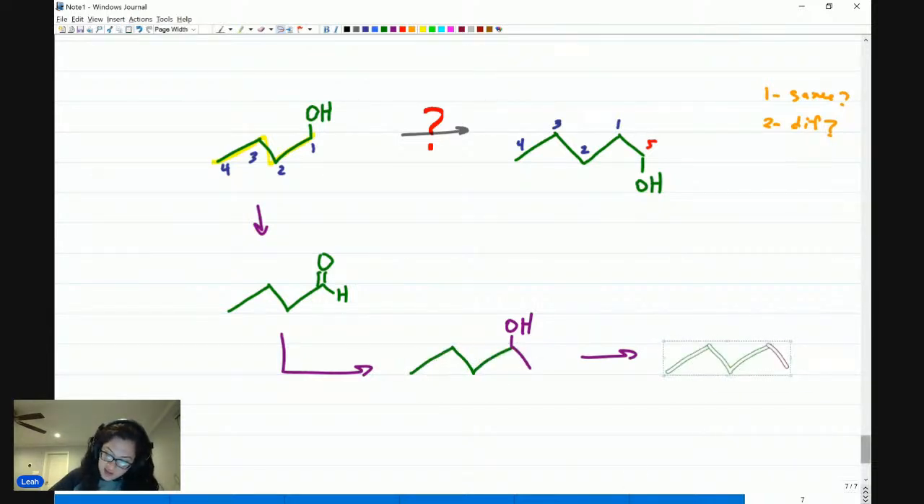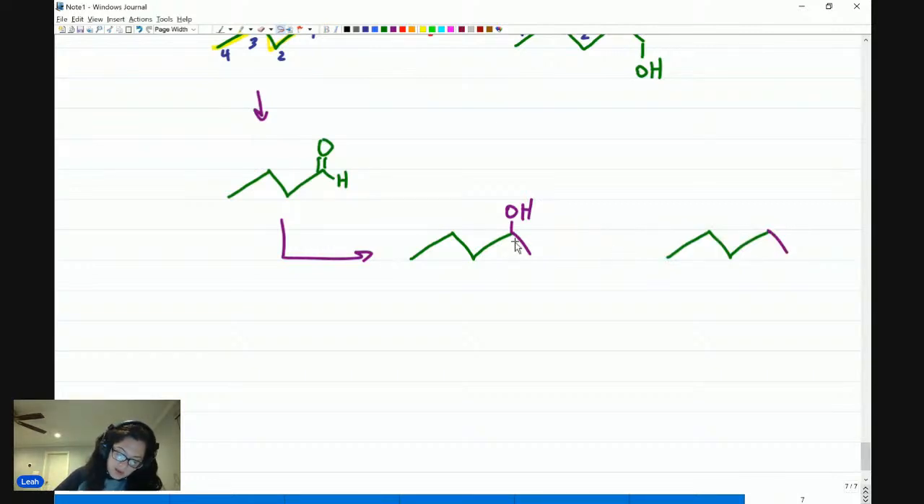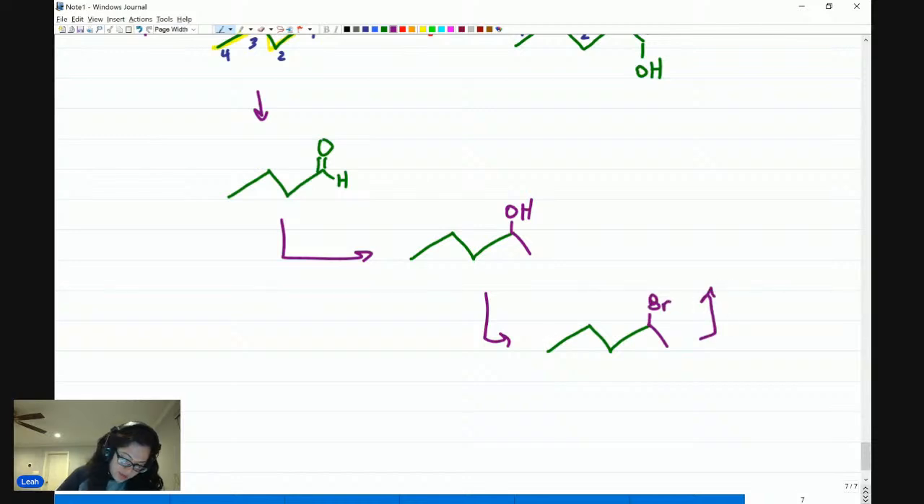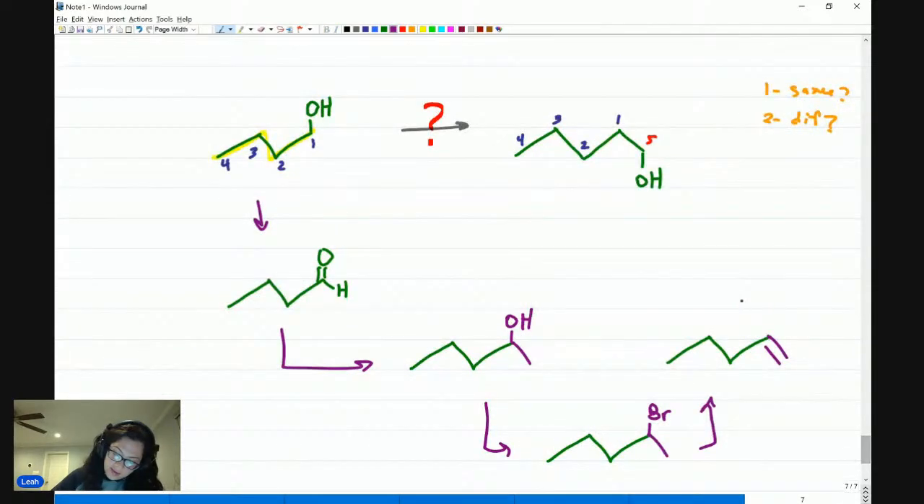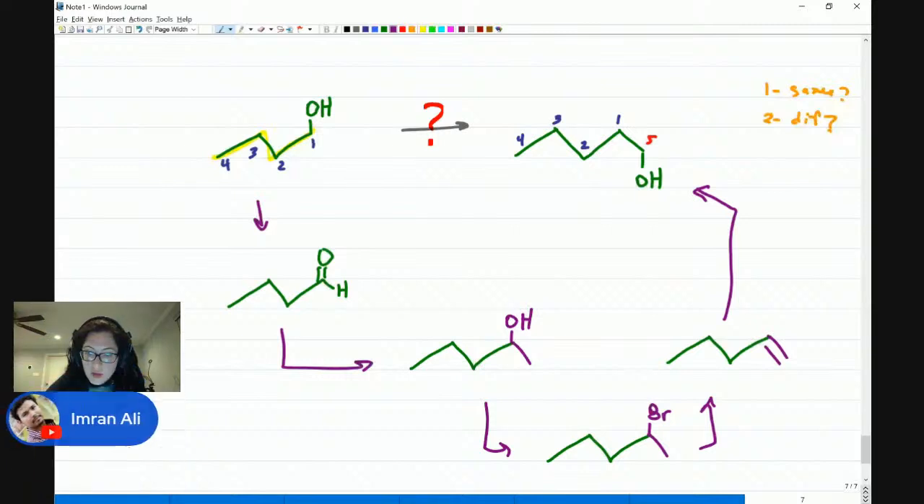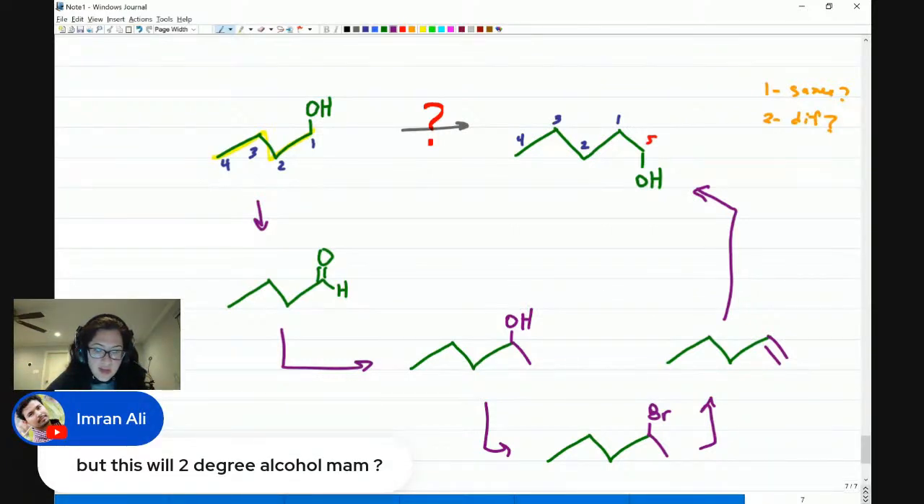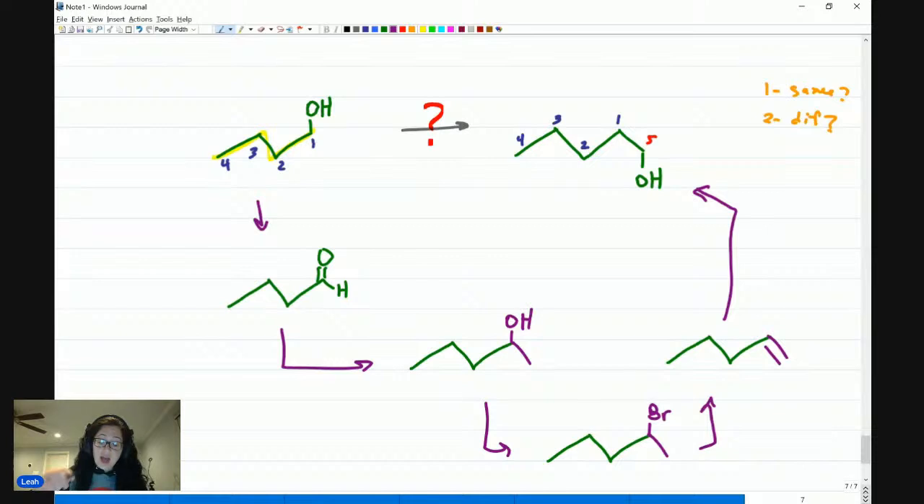This is going to be a little bit trickier. We're going to need an extra step here because we can't make a pi bond on the terminal end with an alcohol. It has to be a halogen. So I'll take a quick detour, turn it into a halogen. Then I can move the reactivity by turning it into a pi bond. And once it's a pi bond, I can turn that into an alcohol. But this will be a secondary alcohol. So yes, this is a couple of extra steps, but it completely works.